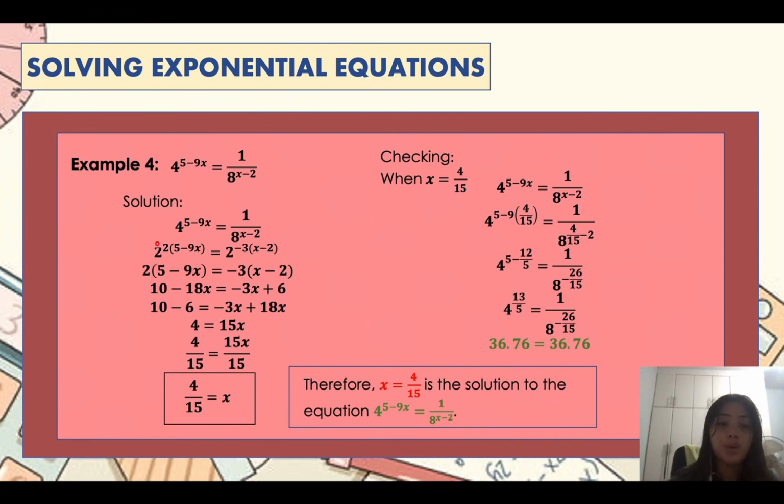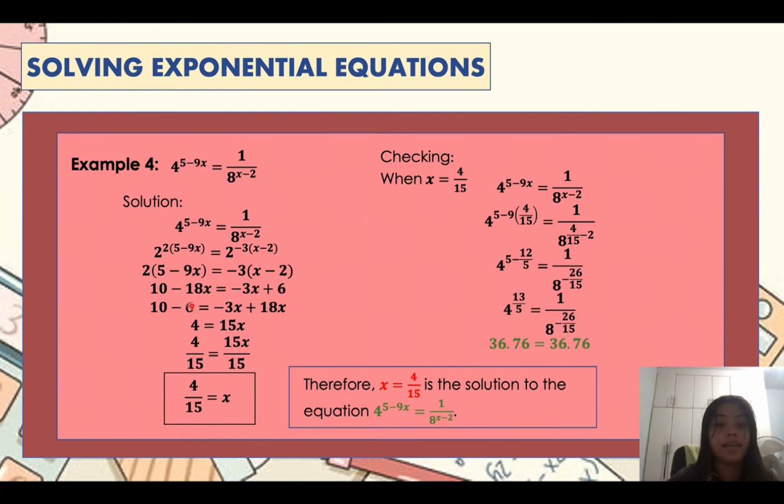Now, we have 2 raised to the power of 2 times the original exponent given. Also, on the other side, we have 2 raised to the power of negative 3 with the exponent of x minus 2. Now, upon simplifying it, we have noticed that the bases are the same as stated before, right? We then bring down the exponents, so it becomes 2 times 5 minus 9x equals negative 3 times x minus 2. So we then distribute this to this, and then this onto this. Upon doing so, we got a result of 10 minus 18x equals negative 3x plus 6.